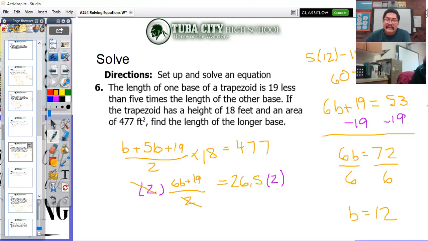Whew, okay. And there we go. And again, we're looking for the longer side. So if 12 was the short side, 41 is the long side.